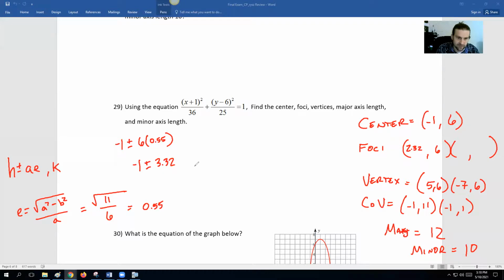And then if we took -1 and subtracted that answer, we'd get -4.32. All right, and keep in mind our focal points are going to be in between there. Kind of tricky, but there we go.